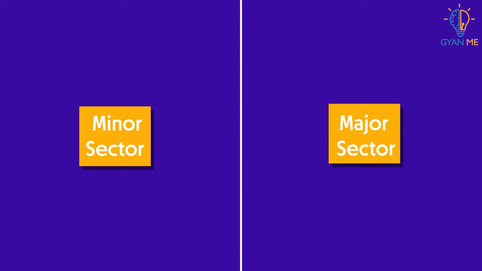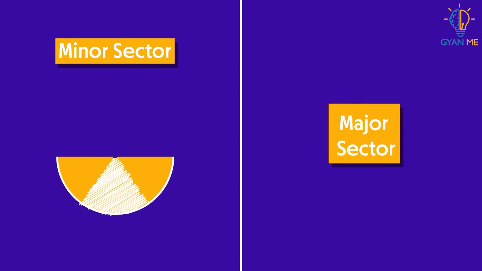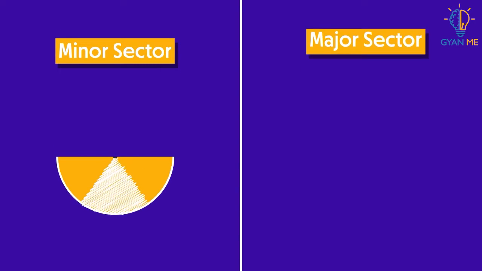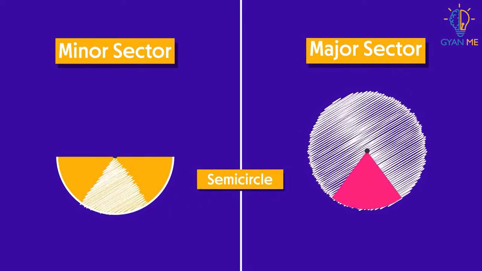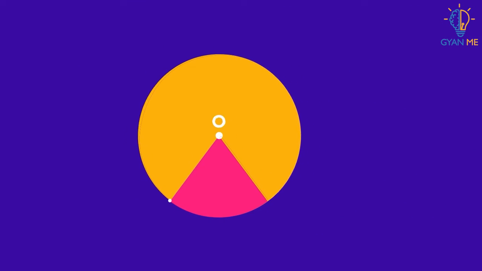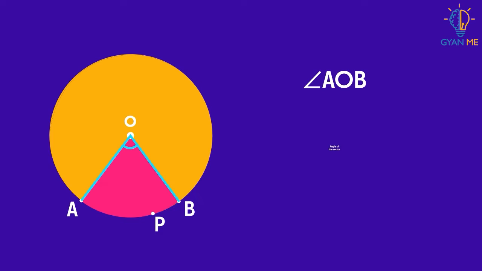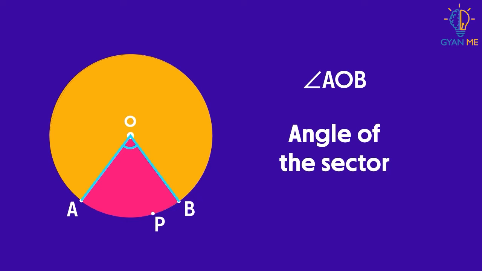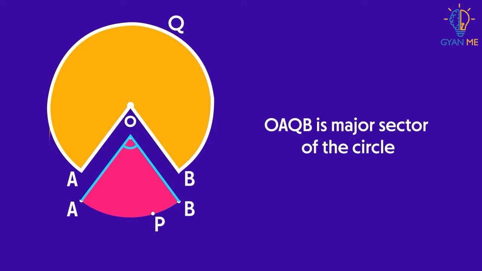There are two types of sector, minor and major sectors. A minor sector is a sector that is less than a semicircle, whereas a major sector is a sector greater than a semicircle. Thus, in the figure, shaded region OAPB is the minor sector of the circle with center O. Angle AOB is called the angle of the sector. The unshaded region OAQB is the major sector of the circle.